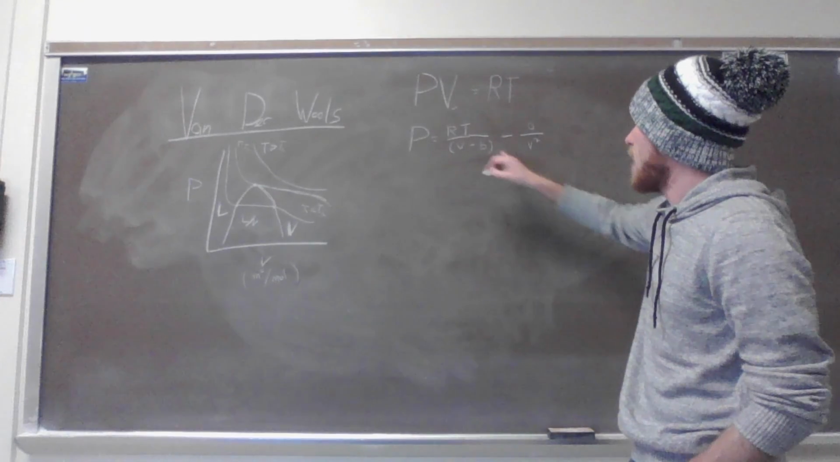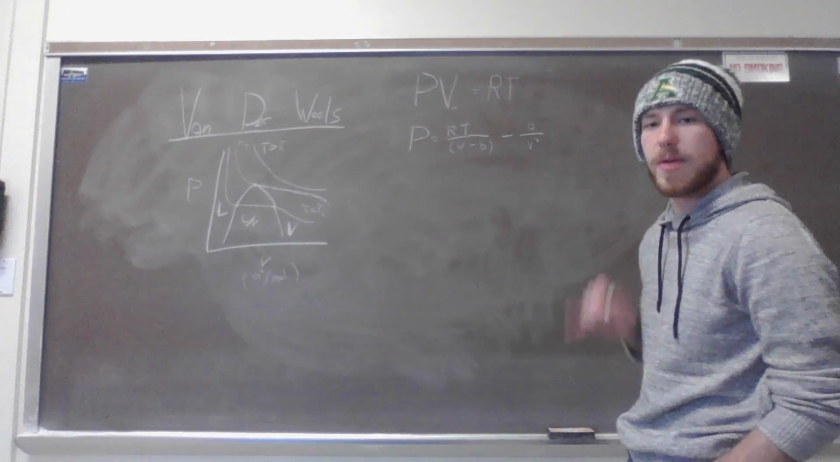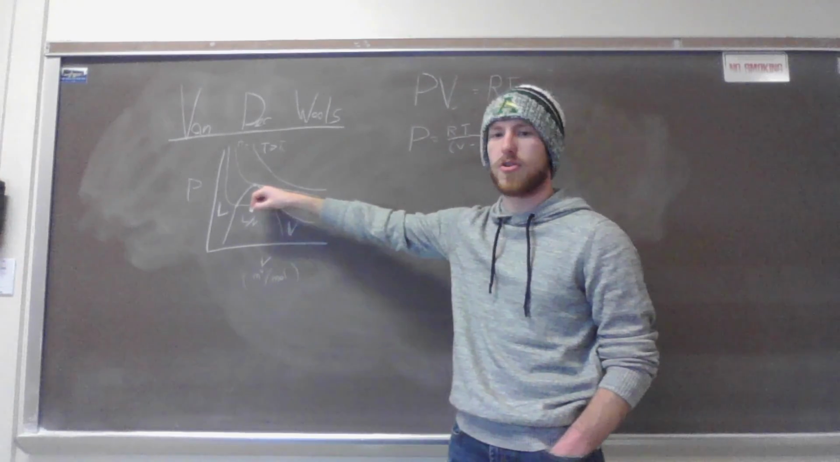So, how exactly do we figure out what b and a are? Well, we can use the critical temperature to derive these two thanks to our behavior on this graph.